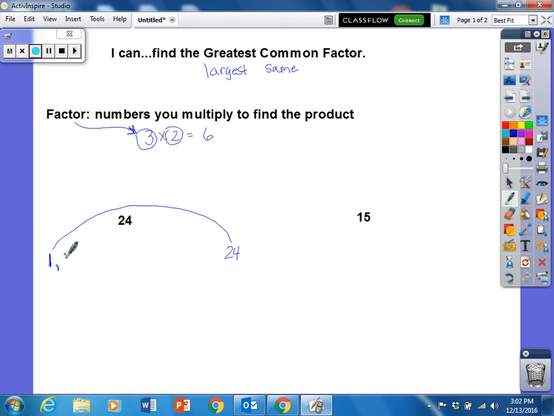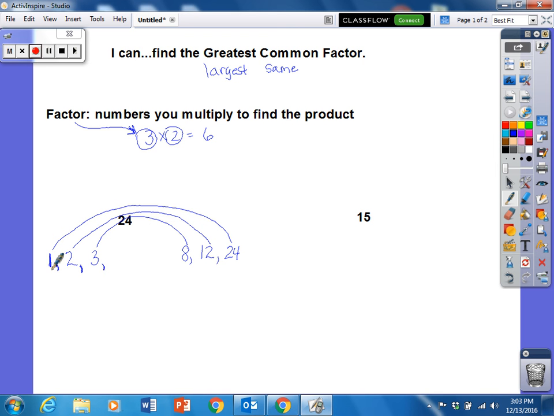Does 2 go into 24? Yes, it does. 2 times 12 equals 24. And in order to show that they equal 24, I just rainbow them together. So 2 times 12 equals 24. Then the next number when counting is 1, 2, 3. Does 3 go into 24? Absolutely. 3 times 8 equals 24. And again, I'm just going to rainbow them together. 3 times 8 equals 24.